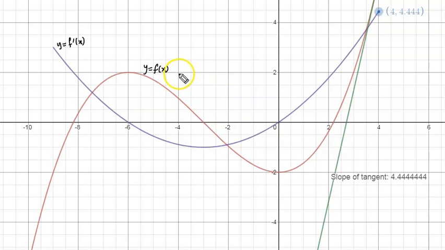Now, given the equation of f of x, how do I determine the equation of the derivative function, f prime of x? In our next lesson, we're going to explore the derivative rules, or the differentiation rules, that would allow us to find the equation of the derivative function given the equation of its parent function.